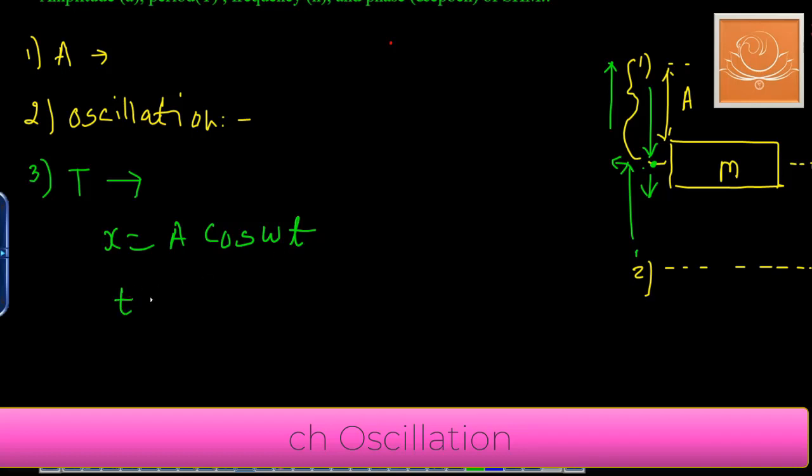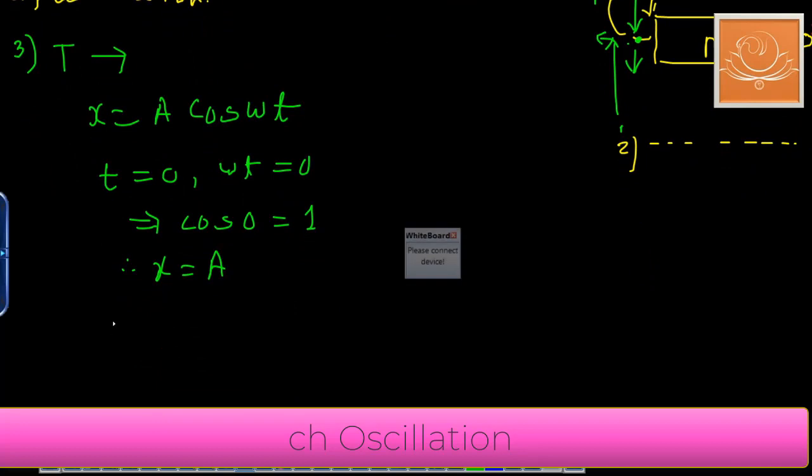Now see, at t equal to 0, omega t equal to 0. This implies that cos of 0 equal to 1, hence x equal to a, which is equal to amplitude. Okay. Now see the next part. We have to find the displacement after a time. Let us consider a time equal to 2 pi by omega. Now we have to find the displacement of particle at this time.